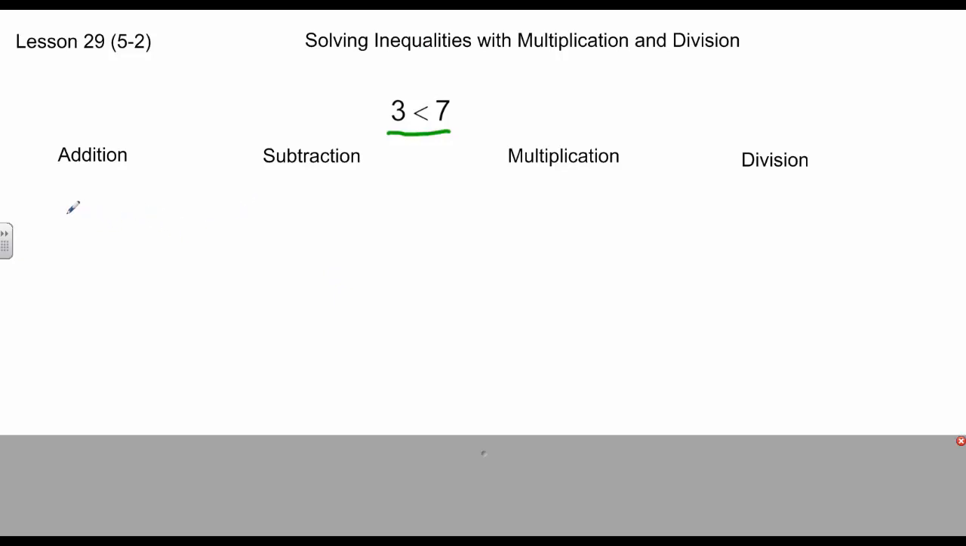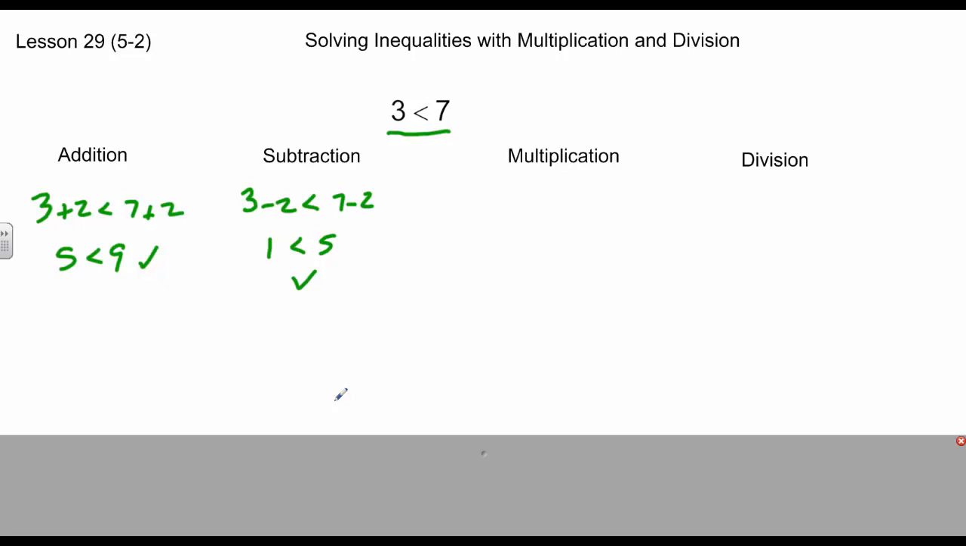We said the other day that if we add the same thing to both sides, like 2, inequalities will hold true. So I have 5 is less than 9. That's still true. So I can add the same thing to both sides and still get a true inequality. If I subtract the same thing from both sides, let's subtract 2 from both sides: 3 minus 2, less than 7 minus 2. That's 1 is less than 5. That's true as well. So subtraction holds under inequalities as well.